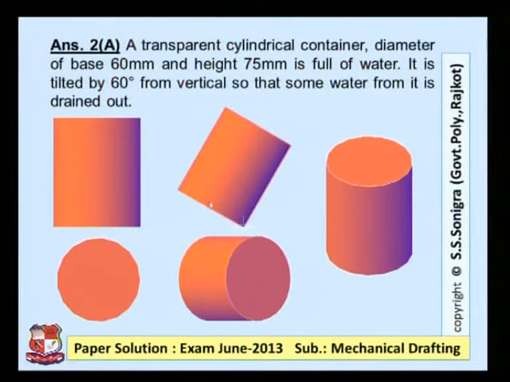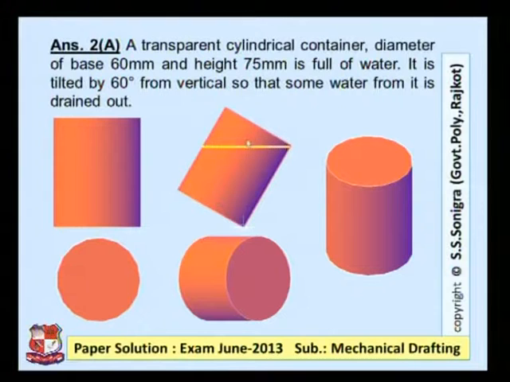So what should be the level of water in this condition? Here the level of water would be like this. This would be the level of water, because this is the seal point. From this point the water will drain out, so this much water would be drained out, and here the water is filled up inside this cylinder.